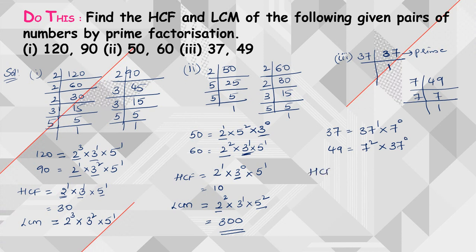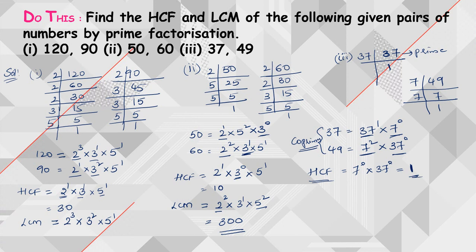Now if you observe HCF of 37 and 49, you need to consider the least powers. If you observe 7 square and 7 power 0, the least power is 7 power 0, and the least power for 37 and 37 power 0 is 37 power 0. Now if you observe these two, you are going to get 1. If you observe these two carefully, you can say that these two numbers are co-primes. So when you consider two co-primes, their HCF will always be equal to 1, right?